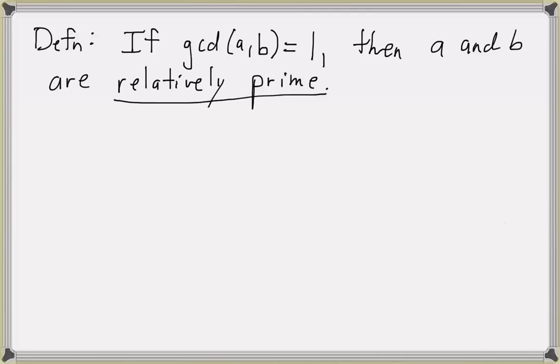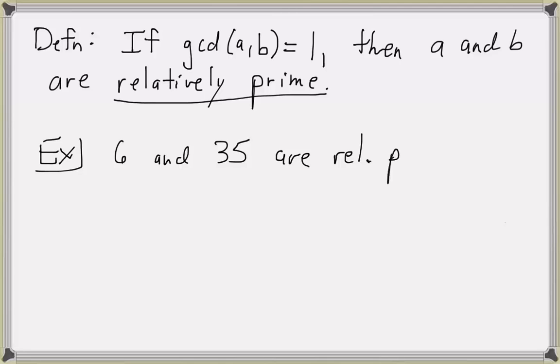Now this has nothing to do with whether a and b are both prime. For example, 6 and 35 are relatively prime. If you look at the greatest common divisor of 6 and 35, it would equal 1. But 6 and 35 are both composite.